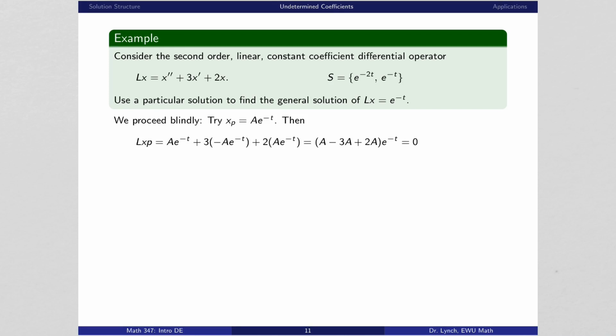Now, if we sit around and look at what we plugged in and look at our fundamental set of solutions and stare at those for a while, go ahead, press pause, I'll let you. This shouldn't surprise us at all. Okay, so e to the minus t is a solution of the corresponding homogeneous equation. So of course, any constant times that function is a solution too.